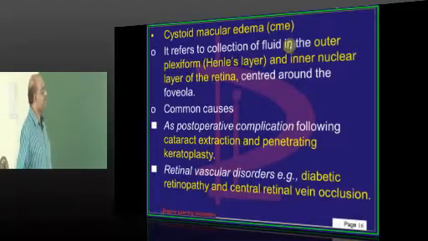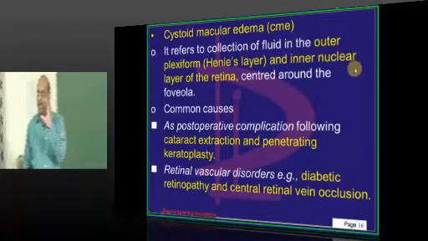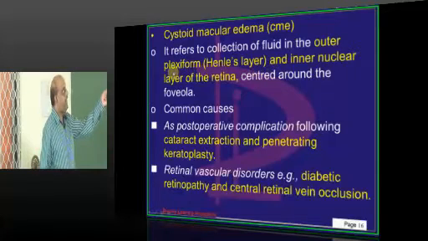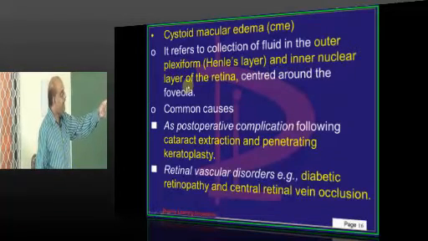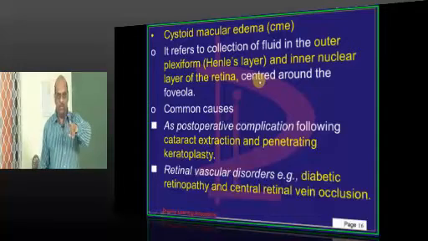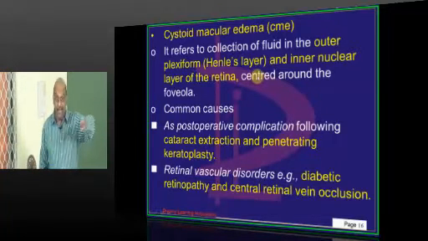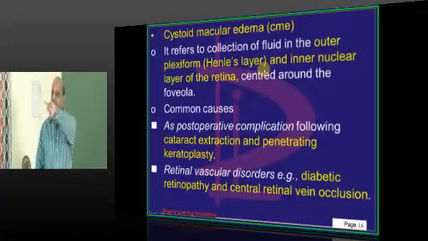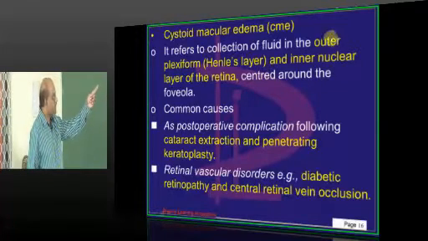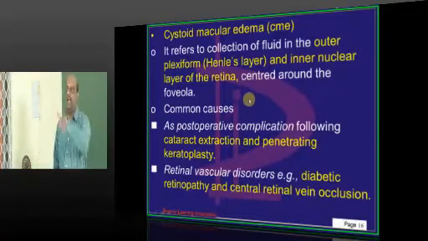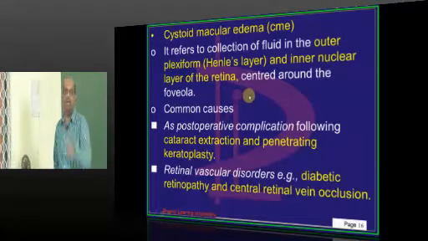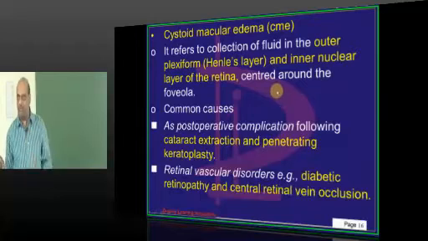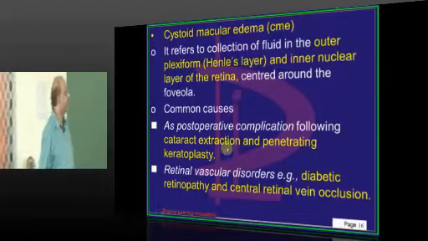So, cystoid macular edema. What is the problem in this? There is a fluid once more in this also. It is in the outer plexiform and the inner nuclear layer of retina, of the 10 layers of retina. Between these 2 layers, if there is any fluid, then you call it as cystoid macular edema, and this edema is typically around the fovea. Inside the fovea, you have a fovea, a vascular area.